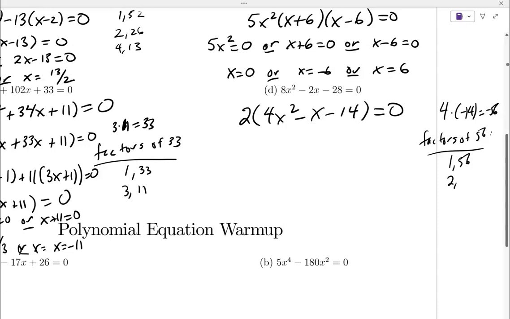So 1 and 56, 2 and 28. Yep. 4 and 14. 5 doesn't work. 6 doesn't work. 7 doesn't work. Or 7 does work. 7 and 8, right? What do we need to use now? A positive 7 and negative 8 to get negative 1, right?